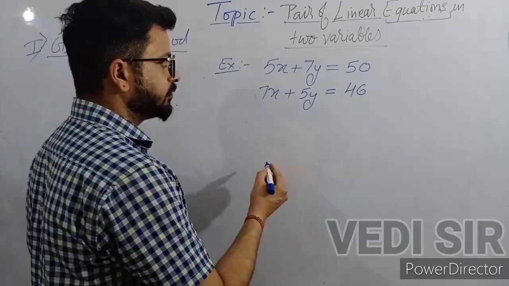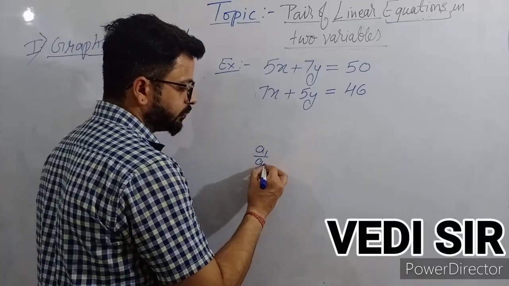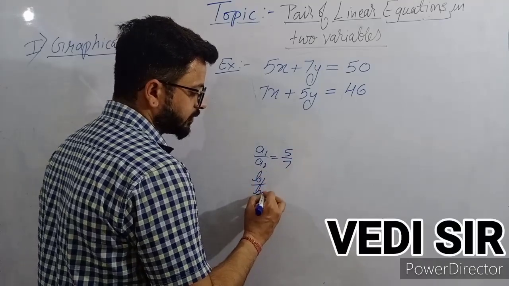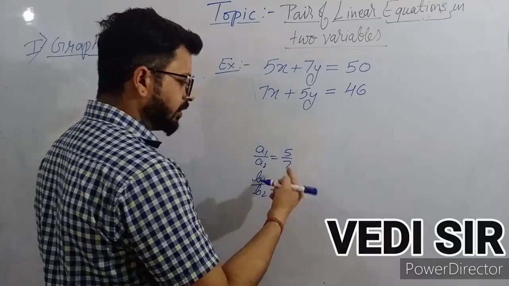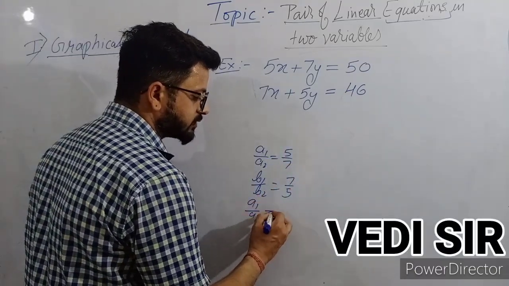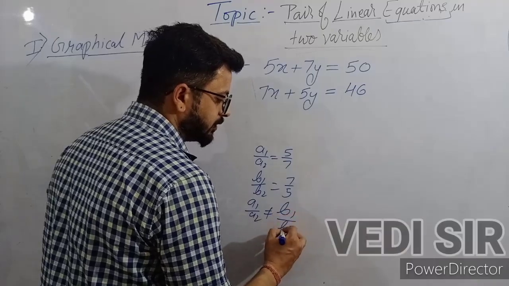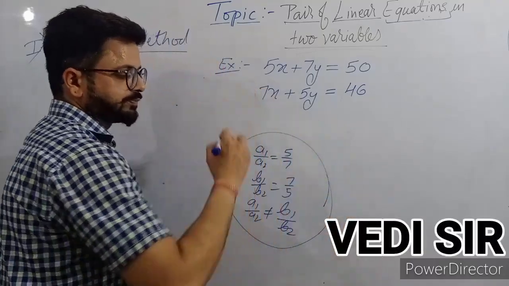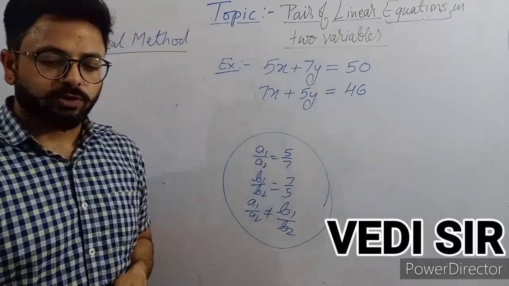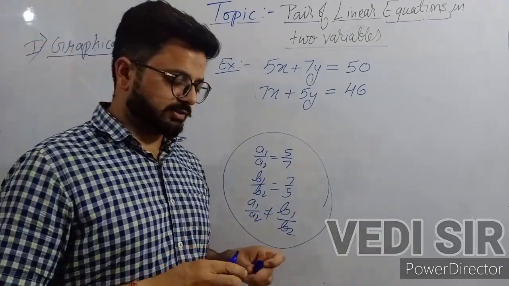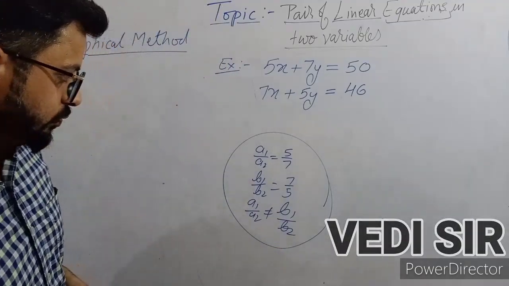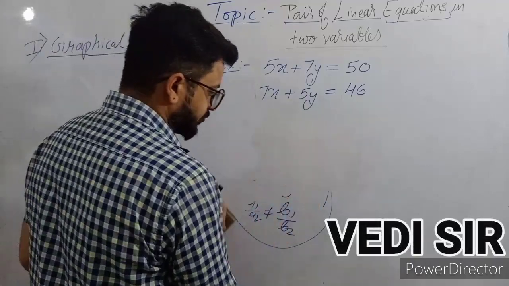But you can check how we will check: a1 upon a2, which is 5 upon 7, and b1 upon b2, which is 7 upon 5, and all of you know 5 upon 7 and 7 upon 5 are not equal. a1 upon a2 is not equal to b1 upon b2. It means we will get the graph of intersecting lines. So our graph will be of intersecting lines. Now how we will take the points, I am telling you.